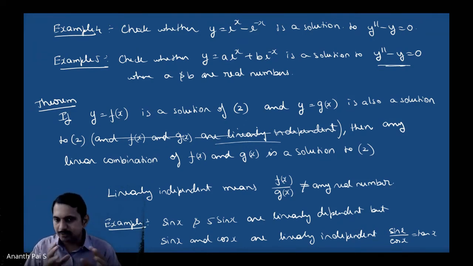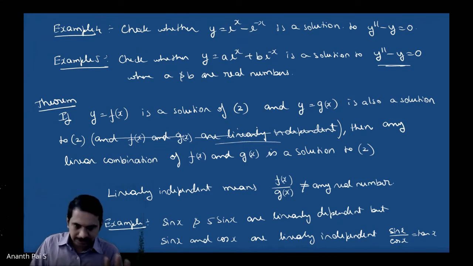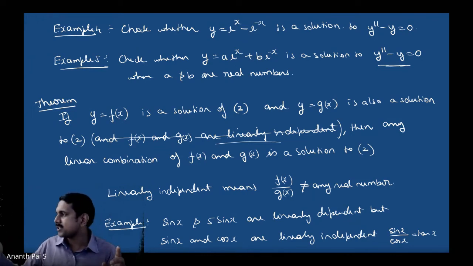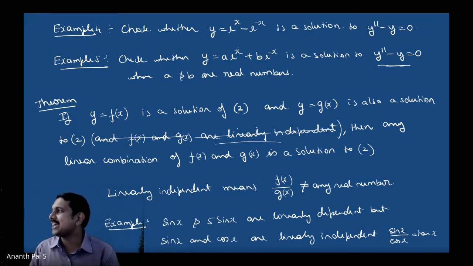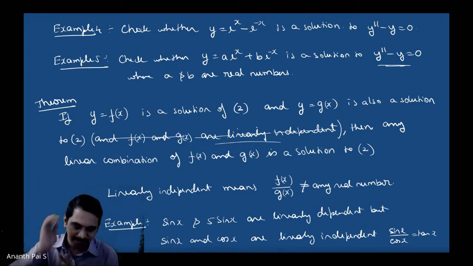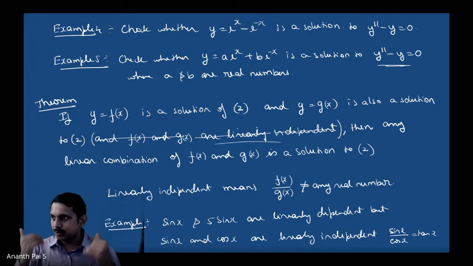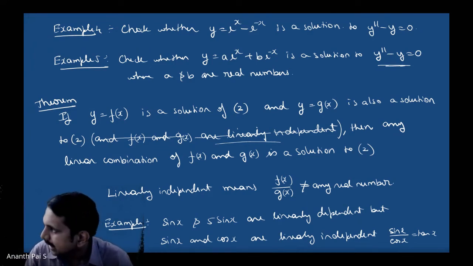Exactly. I will tell you. I have not told you what is linear combination. Linear combination means, suppose you have e power x is one function, f of x is one function and g of x is another function. You say a f of x plus b g of x, that is another function, which is a linear combination of these two, where a and b are real numbers. Got the point? So I have told you what is linearly independent, I have not told you what is linear combination. I will tell you.